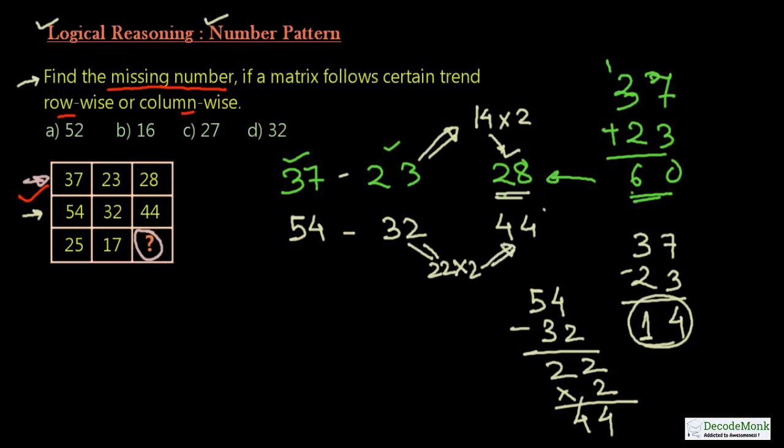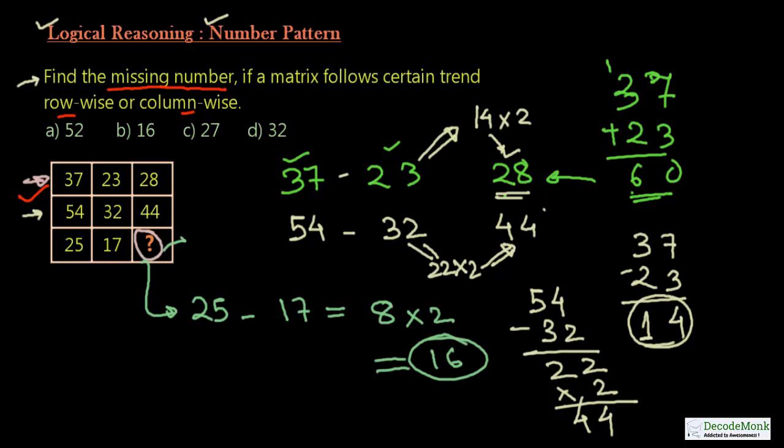So similarly for the last row we will solve it. 25, 17. So 25 minus 17 is equal to 8 and 8 multiplied by 2 equal to 16. So number 16 will fit into this blank cell. So what is the relation over here? Difference between the first two numbers in the row and doubling the number will give you the number in the third cell. So 37 minus 23 is 14.